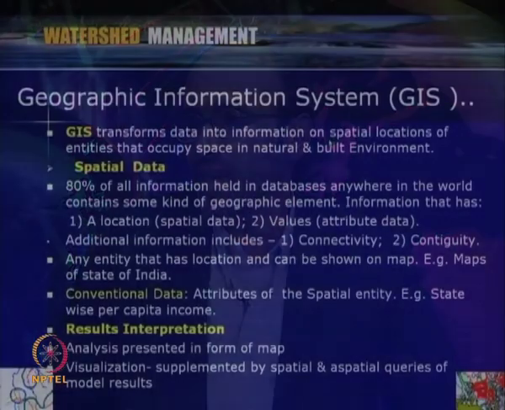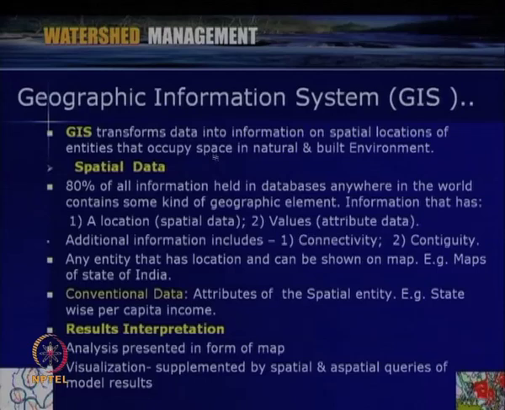environment. So that way GIS transforms data into information on spatial locations of entities that occupy space in the natural and built environment. So it can be either a natural environment or a built environment. So that way the GIS transforms whatever data we put into it, and then we can see the variations. The data generally will be spatial data. Especially in the case of a watershed management model, we have to see how the variation is taking place for various parameters, for example hydraulic conductivity, or rainfall variation, or soil type variation. So all those things are spatial variations or spatial data sets which we have to utilize for various purposes.